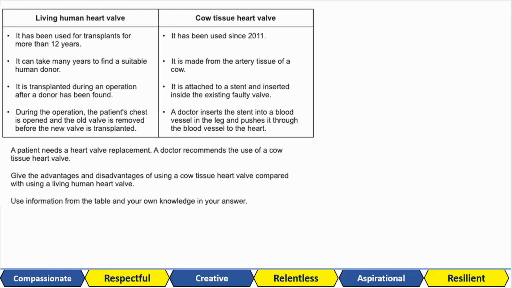Let's go through this. We first have a table that displays information on living human heart valves and cow tissue heart valves. Notice that both are biological valves, so we're not dealing with mechanical valves here. A patient needs a heart valve replacement. A doctor recommends the use of cow tissue heart valves. Give the advantages and disadvantages of using a cow tissue heart valve compared to using a living human heart valve. Use information from the table and your own knowledge in your answer.